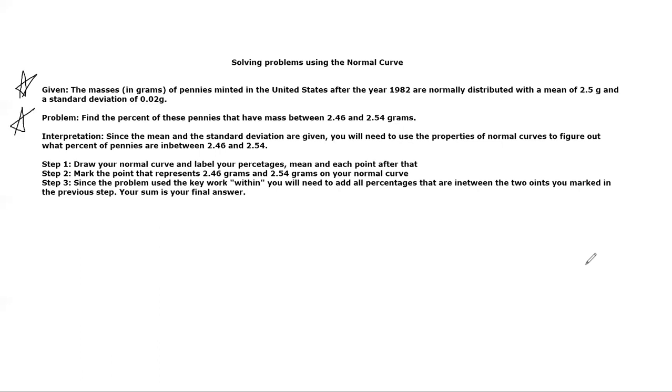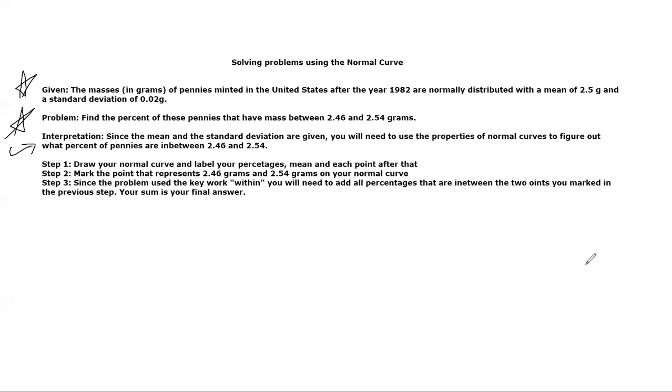Okay, now the problem, right? So what? That was information. What's the problem? The problem is they want you to find the percent of the pennies that have a mass in between 2.46 grams and 2.54 grams. Okay, what should you be thinking? The interpretation part is what you should be thinking. Since the mean and the standard deviation are given, that's information we have, you will need to use the properties of the normal curves to figure out what percentage of pennies are in between them.